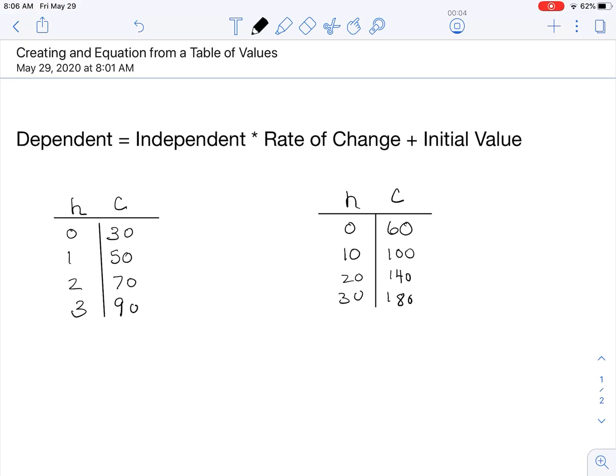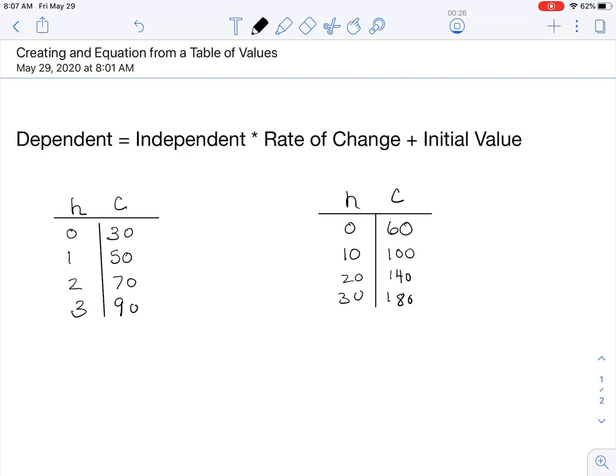Okay, in this video we're going to look at creating an equation from a table of values. So in the past videos we have looked at how to create an equation from a written description where you're going to identify your rate of change, the value that's doing the multiplying, and that other value that's added on, which is called your initial value. And we looked at how to create the table of values and we looked at how to graph it.